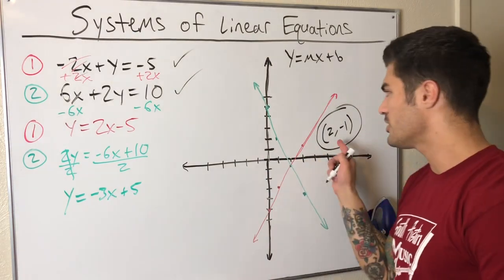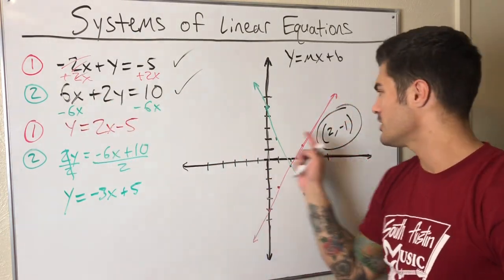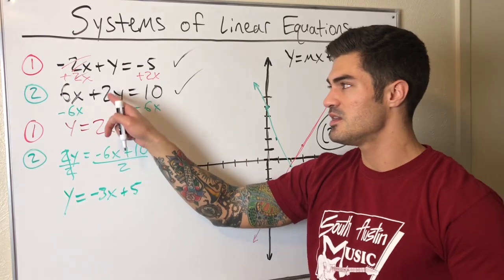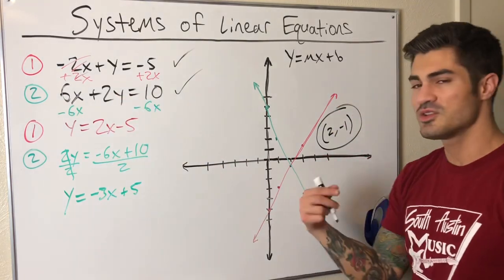Sorry about that. I plug in 2 for x, I get 12, right? Plug in -1 for y, I get -2. 12 minus 2 is 10. So that's a way to check your answer.